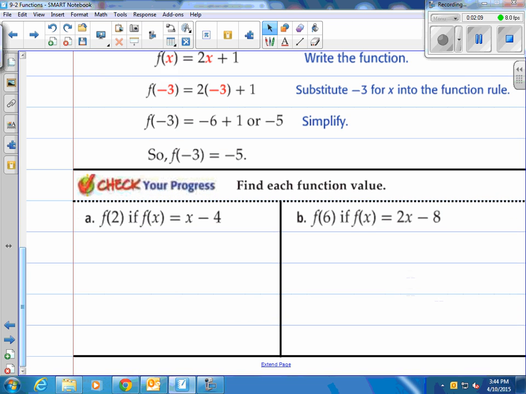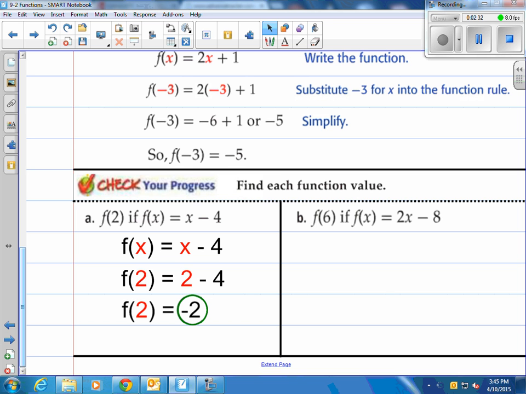All right, how about you try it a couple times? Pause the video, try these, come on back, see how you did. All right, the first one says find each function value here. You're going to take the function of 2, or f of 2, plug it in, and do the math to get what the function value is. So again, we place 2 inside. 2 minus 4 is negative 2. So the function of 2 is negative 2, meaning you put 2 in, you get negative 2 out.